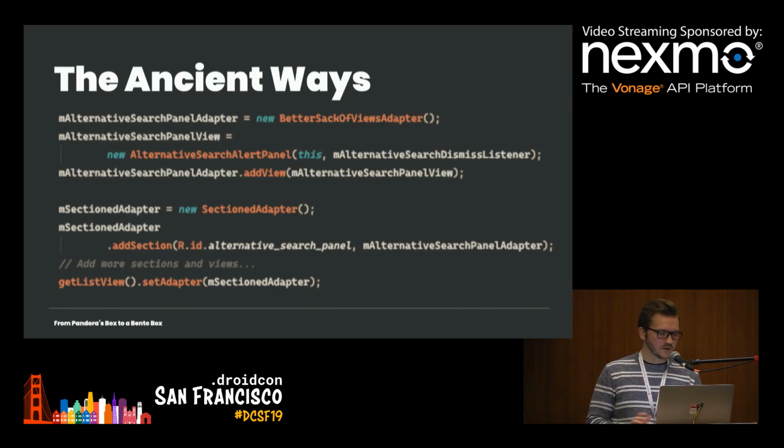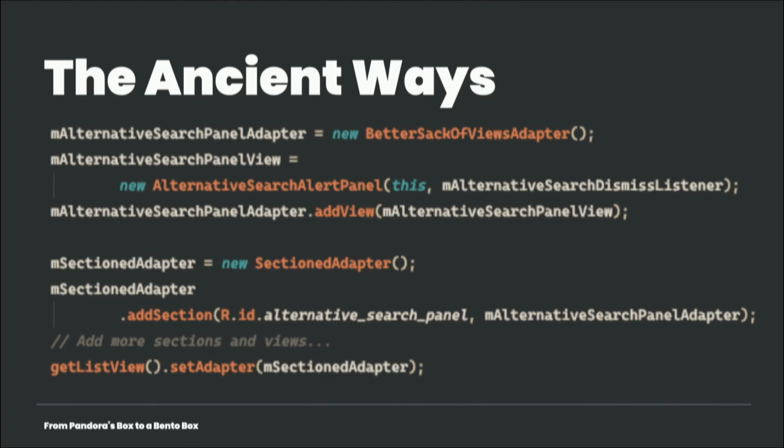So we have the ancient way where we would have our alternative search alert there, that typo view. We would create a new better stack of views adapter. We would create a custom view and add it to that adapter, along with a custom listener, which is also defined all in the same class. And so this class is actually really huge.